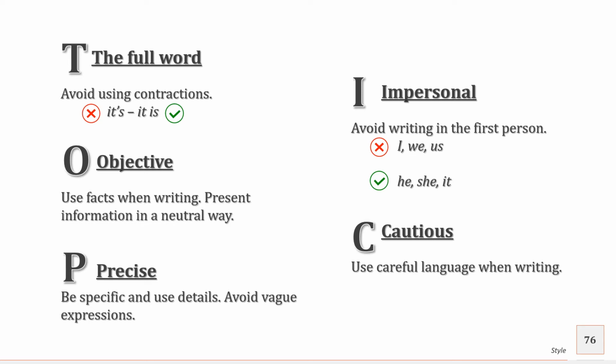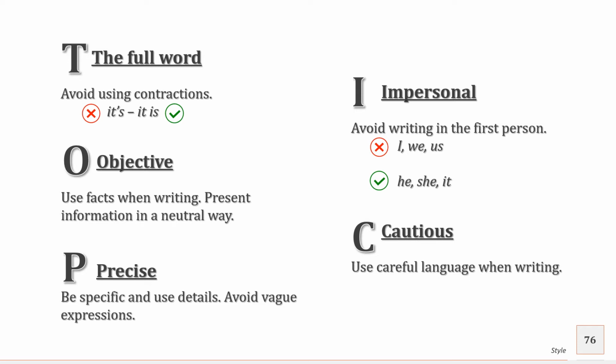I for impersonal. Using the second or the third person when writing helps to keep your writing piece more formal. Avoid adding personal experiences or stories. So I hope you can remember the second and third person. So instead of using words such as I or we or us, rather try and write your sentences using he or she or it, or even they or them.